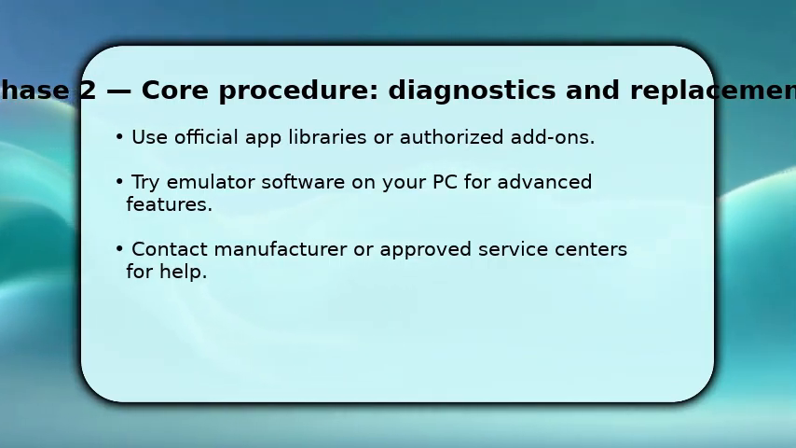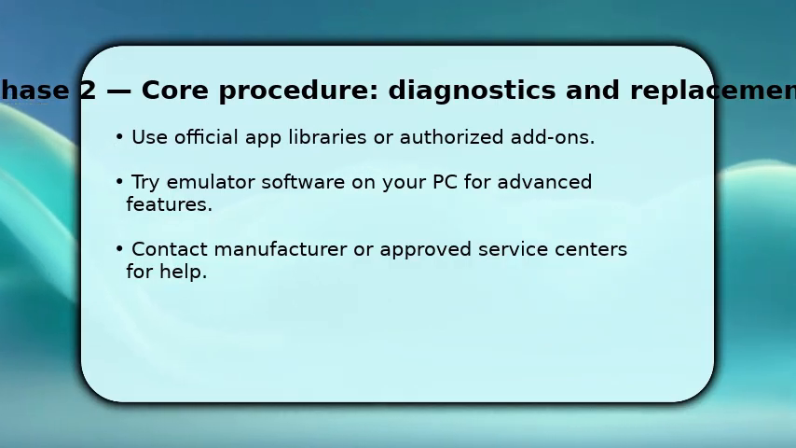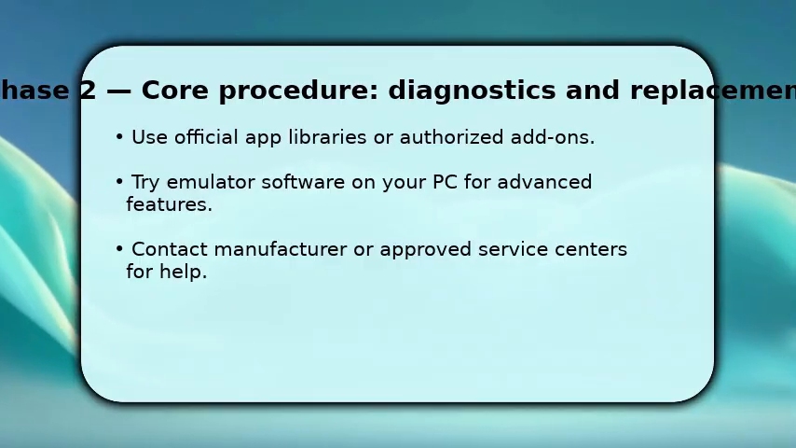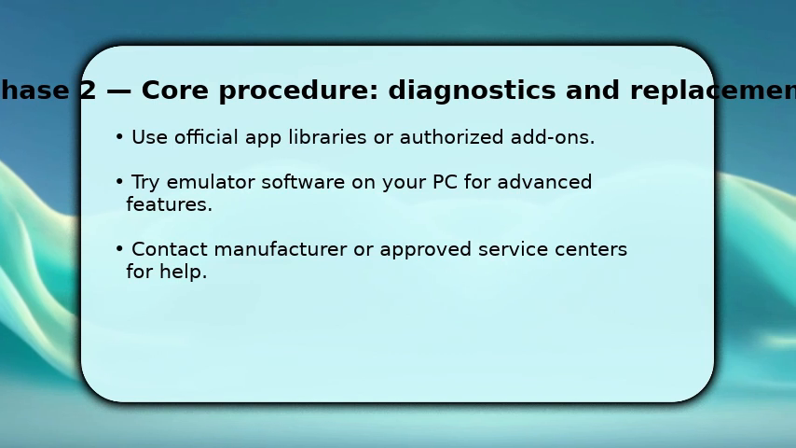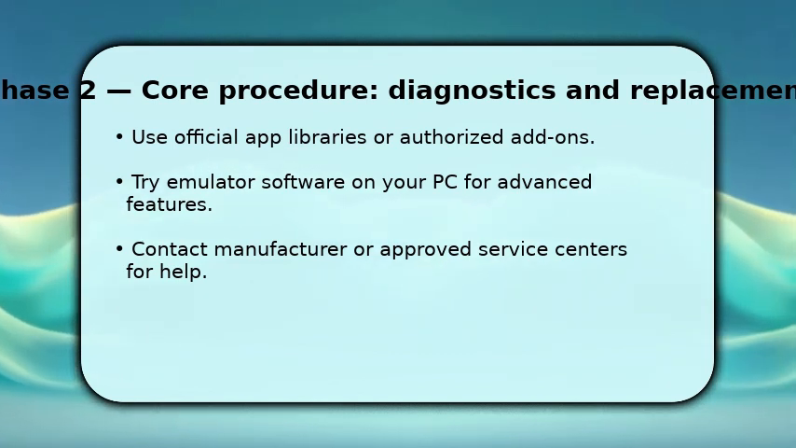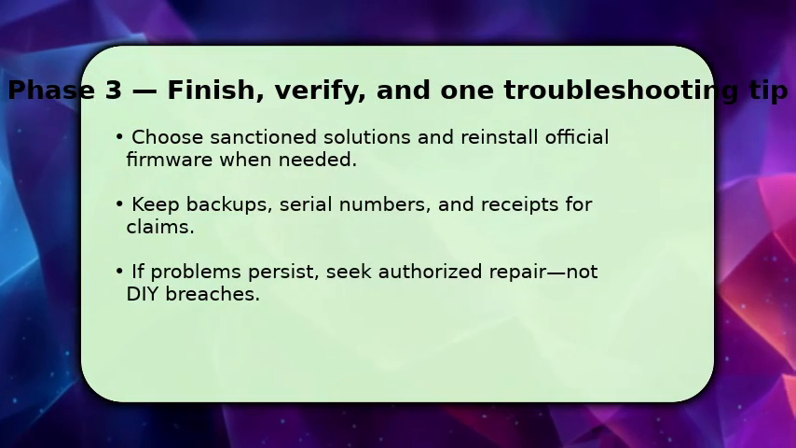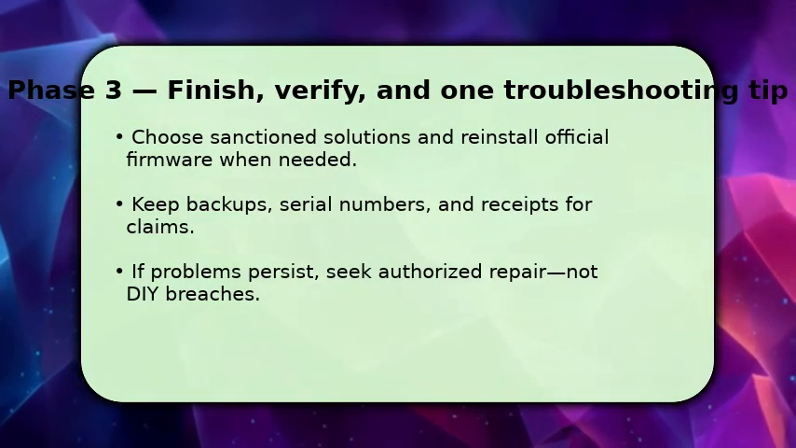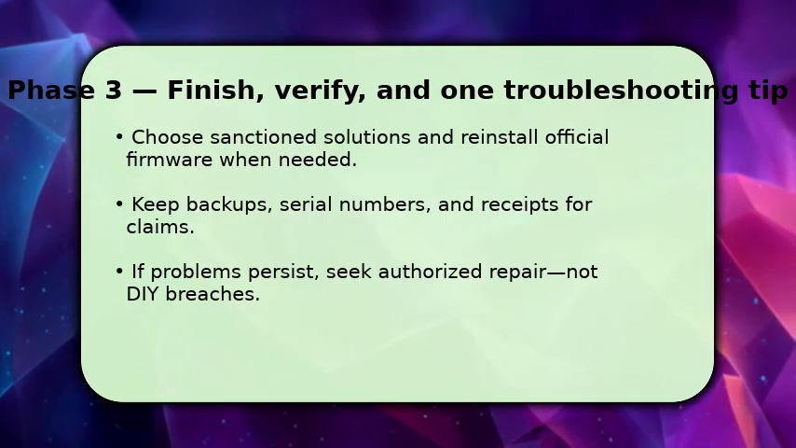Also, contact the manufacturer or certified service centers for feature requests or firmware upgrades. They can provide sanctioned methods. These routes explain how to get functionality while avoiding security bypass. To complete the process responsibly, install only sanctioned solutions or revert to official firmware if you experience instability. That keeps warranty options open.